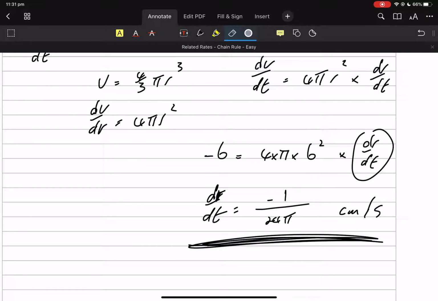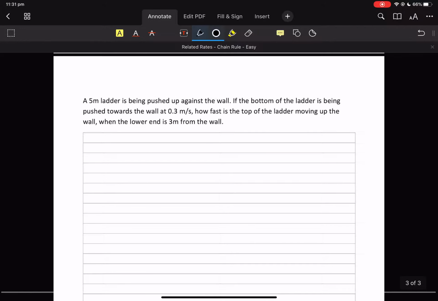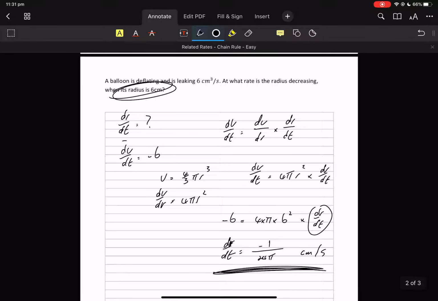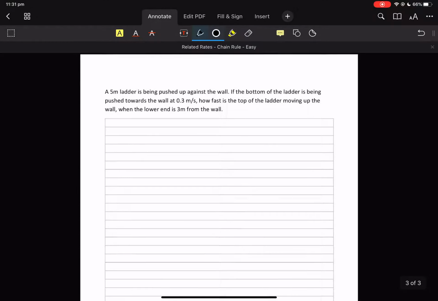That's how quickly the radius is changing. Clearly it's getting smaller because it's deflating. How much fun is this? I should show you that all on one page. There you go. Okay. It's a little bit haphazard, but it comes down to playing with this chain rule. Let's see if we can knock this last one over.